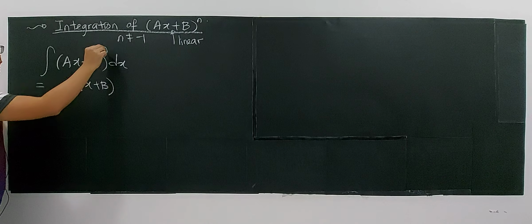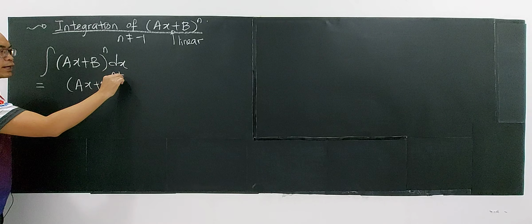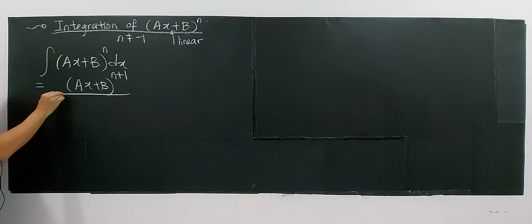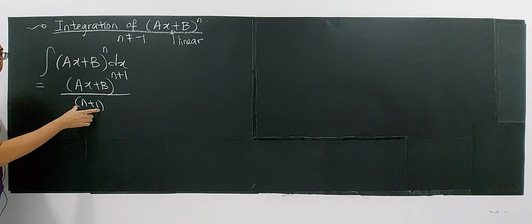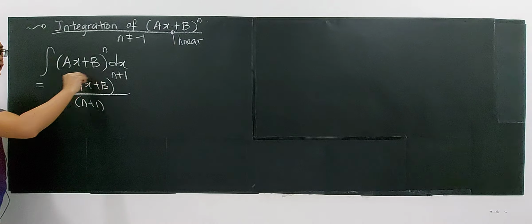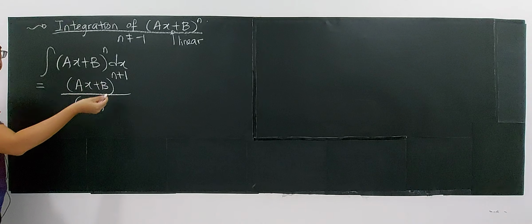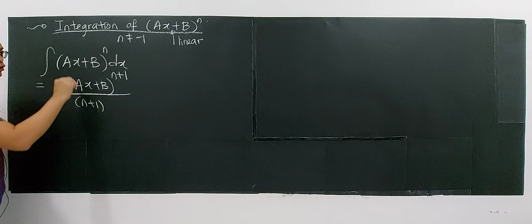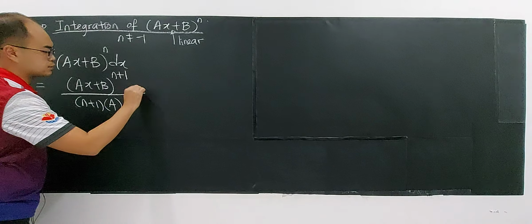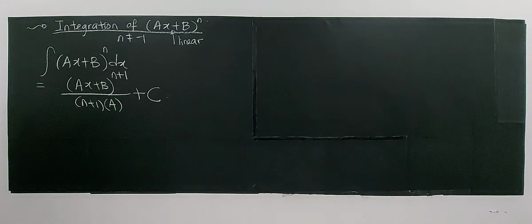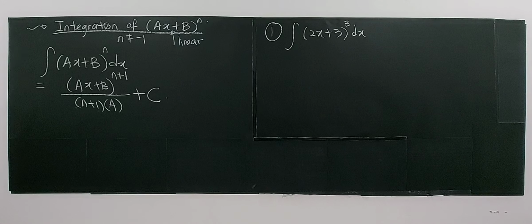Copy back the expression, and for n you add 1 and divide by n plus 1, and divide by the derivative of ax plus b, or simply the coefficient in front of x, which is a, plus c. So this is the first formula that I introduced. Okay, let's move on with examples by using this formula.